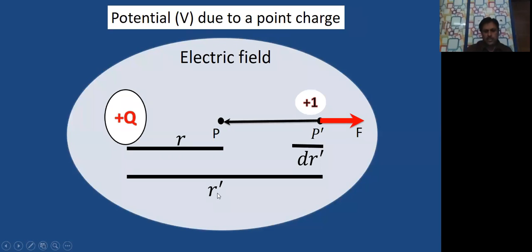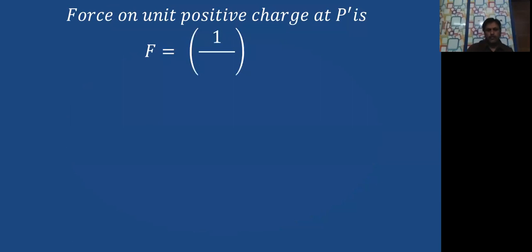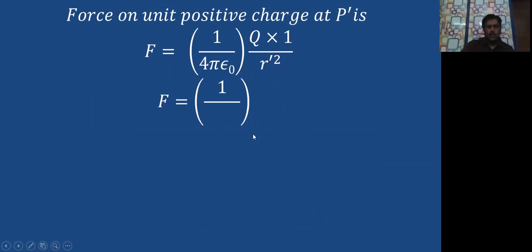Okay, and what is the distance here? R dash. So please remember in the formula, F is equal to 1 by 4 pi epsilon 0 Q into 1 by R dash square, because R dash is the distance between Q and 1. This is according to Coulomb's law. Okay. So now if you simplify that, what are you getting? F is equal to 1 by 4 pi epsilon 0 Q into 1 is Q by R dash square.